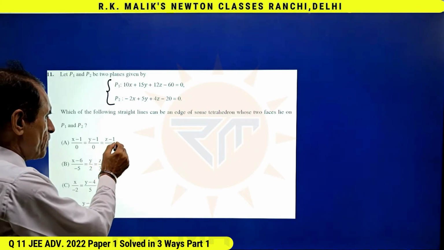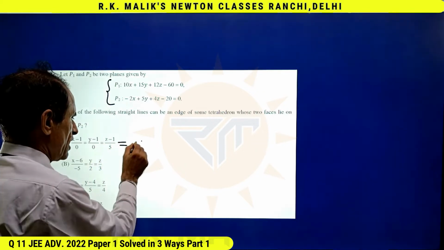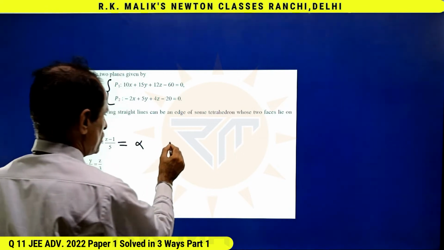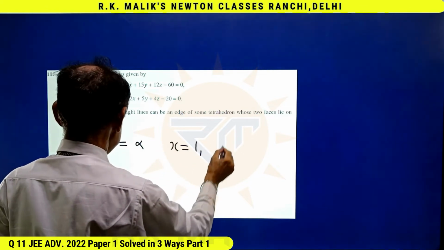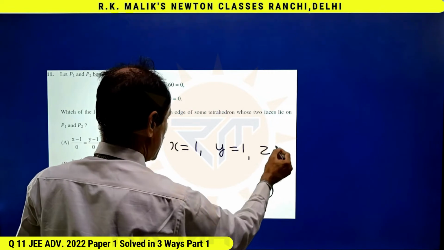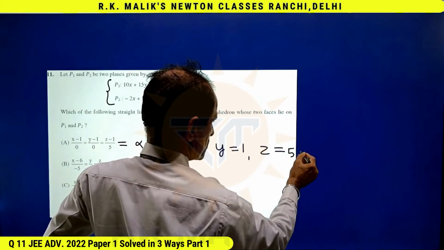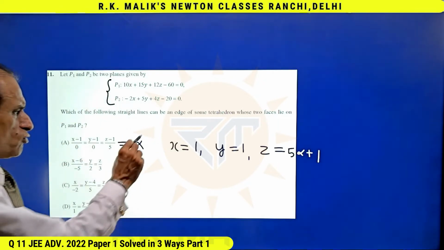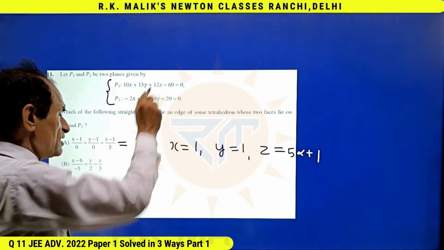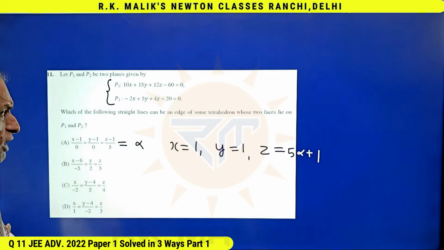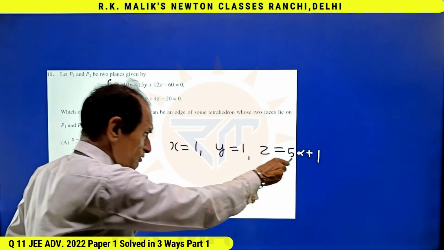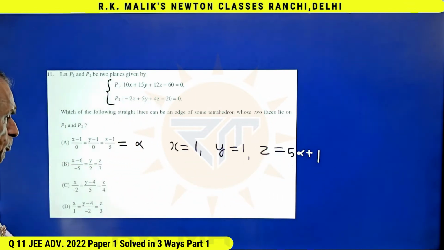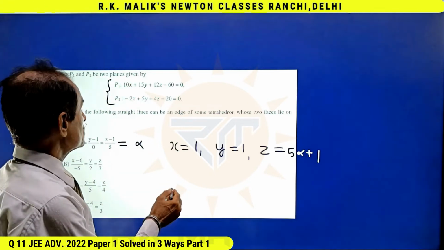That you can find by taking it equal to, say, alpha, and you'll get the value of x as 1, y as 1, z as 5 alpha plus 1. And now we'll put this point in this plane and find the value of alpha, and after finding the value of alpha, putting back the value of alpha will give you the point where this line cuts this plane.